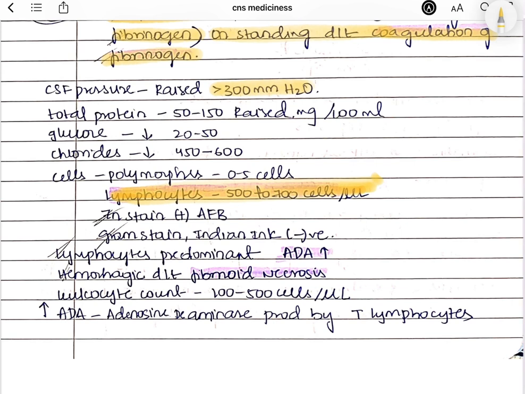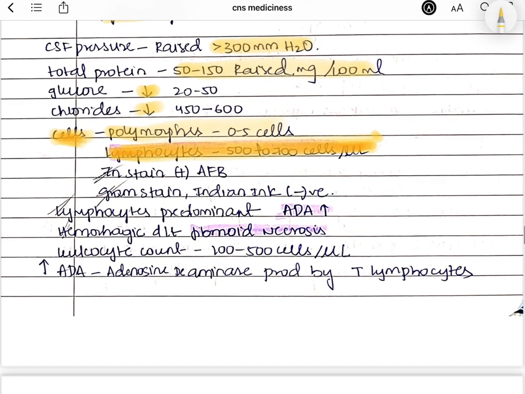Total protein will also be raised. Glucose is reduced, chlorides are reduced, but the main cells seen in TB meningitis are lymphocytes, which are 500 to 700 in number. Polymorphs are also seen, but fewer than 5 cells. And ZN staining is done because of acid-fast bacilli.